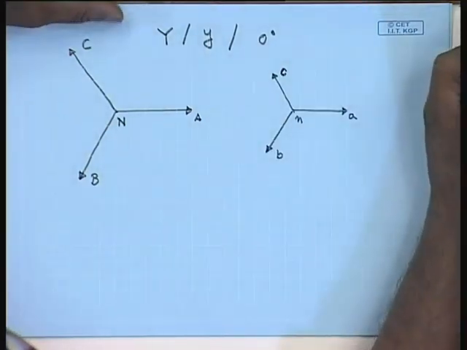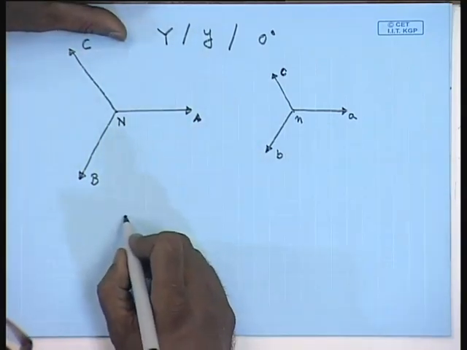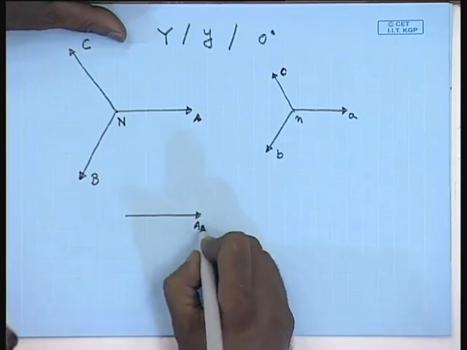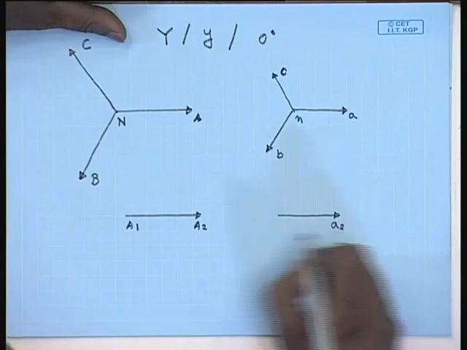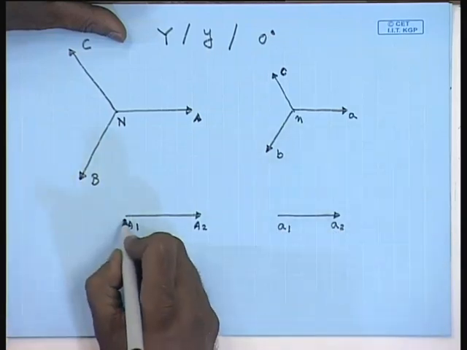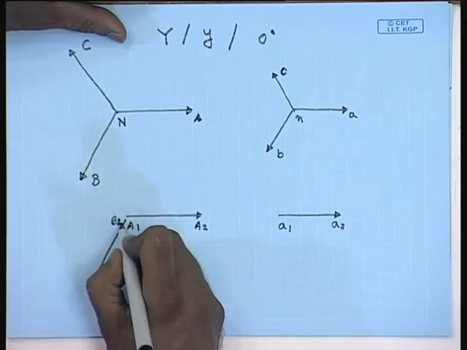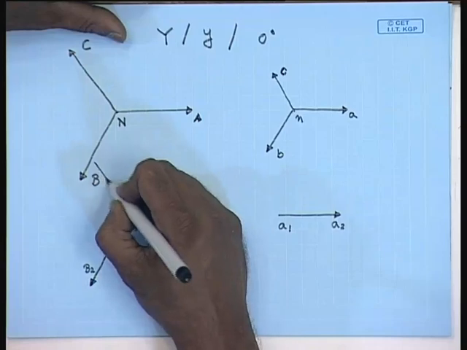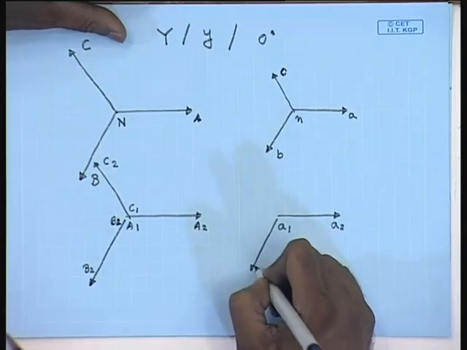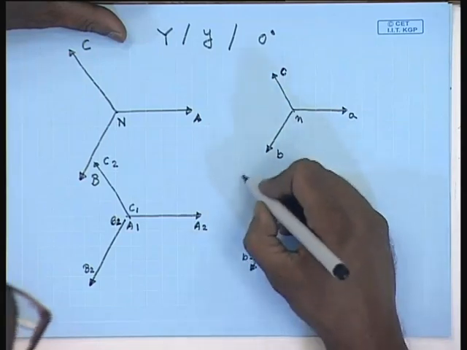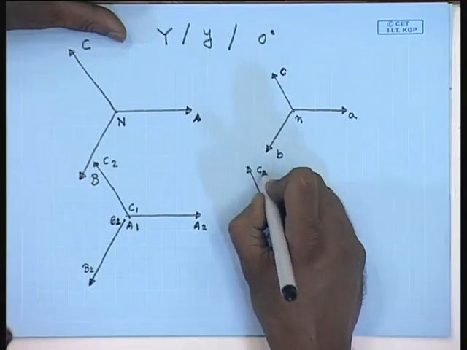Now, let us say this A is actually the voltage phasor A2 A1, and on the low voltage side this voltage phasor is between small a2 and small a1. This is between B2 and B1, and this phasor is between C1 and C2. This is again between B1 and B2. This is between C1 and C2.